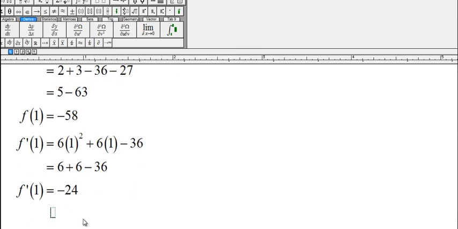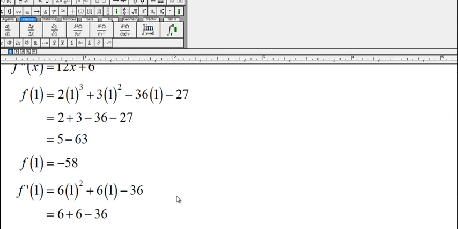And then the line becomes, I'm going to call it t of x. So it's y equals t of x equals m, which is this slope here, times parentheses x minus the x-coordinate, which is 1, of the point of tangency, plus the y-coordinate, which is f of 1, like that. And so I'm going to leave it like that.